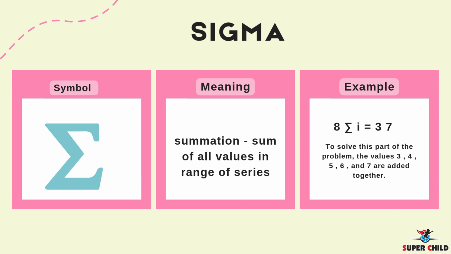Sigma. So summation, that is the sum of all values in a range or series. So for example, to solve this part of the problem, the values 3, 4, 5, 6 and 7 are added together.